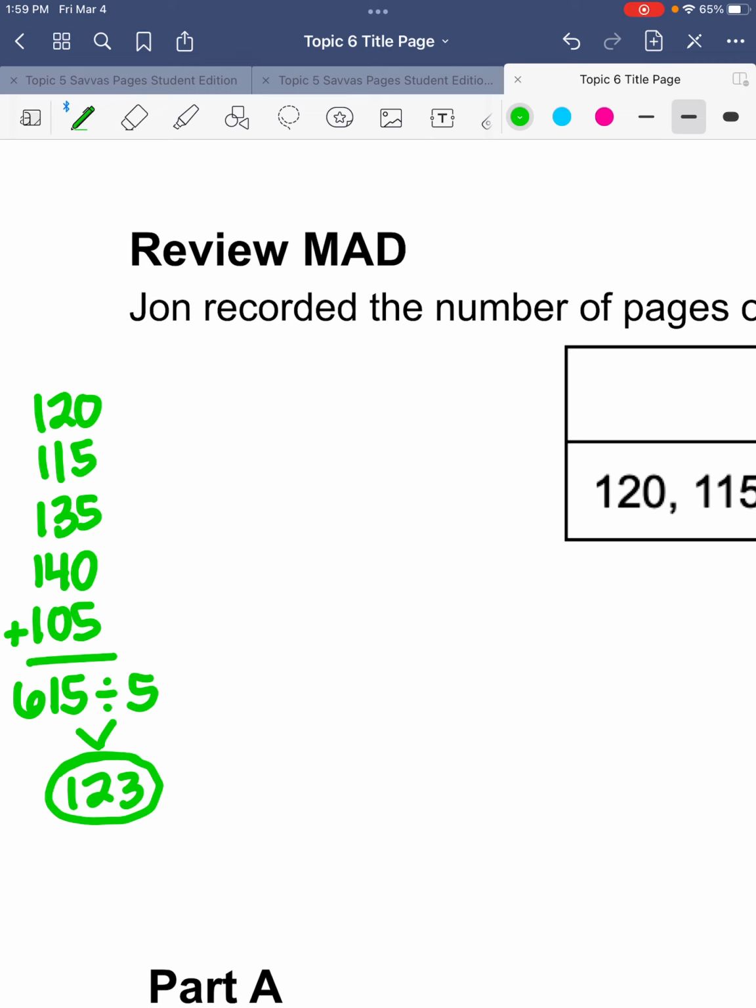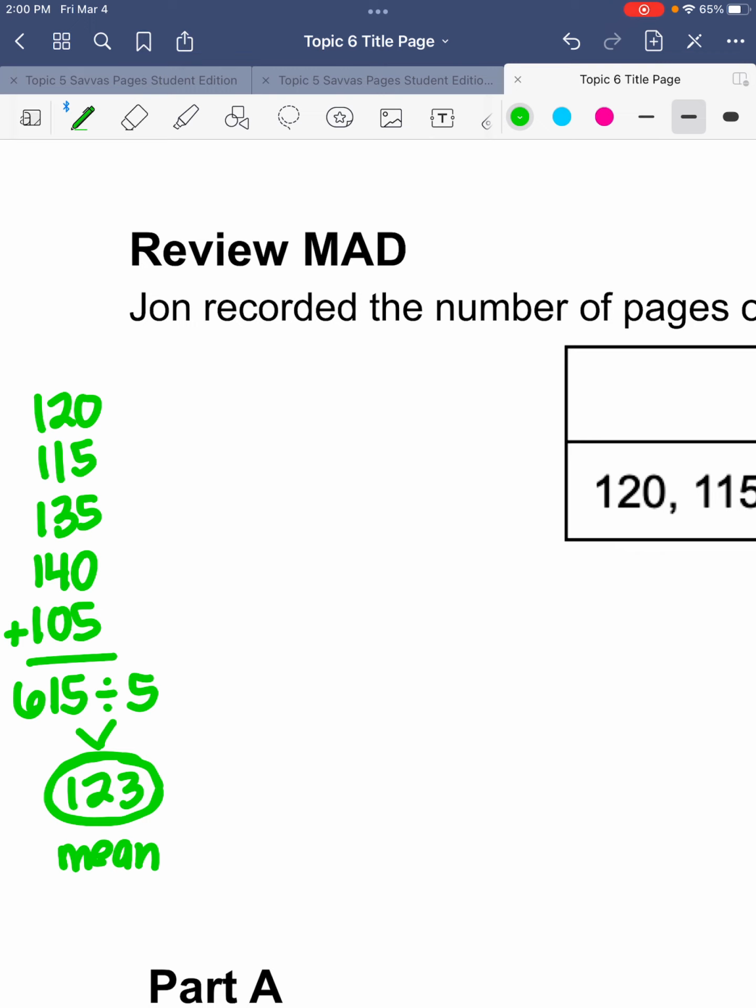Now 123 is the mean. It is not the mean absolute deviation, but this will be a possible answer on your test. The test will try to trick you in that way. Remember, mean absolute deviation is always much smaller than the mean, so don't fall for that trick.